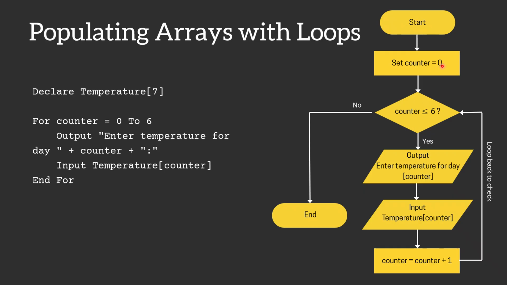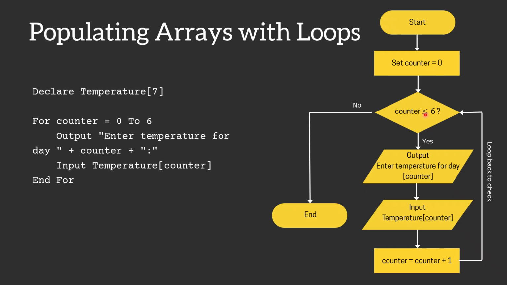Again, we set the counter to 0, and then here we're checking that the counter is less than or equal to 6, because once it passes 6, that's giving us more than 7 positions. So if it's less than or equal to 6, then yes, we're going to output this statement, and then we're going to input and add the counter, so it's temperature 0. Then we add 1 to that counter, so that's going to make the counter 1.